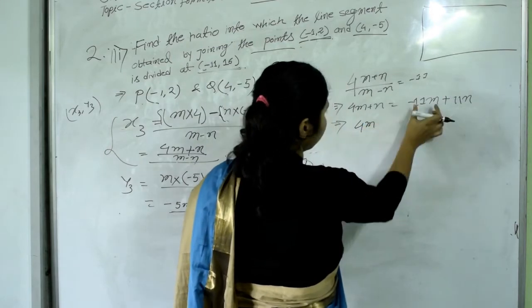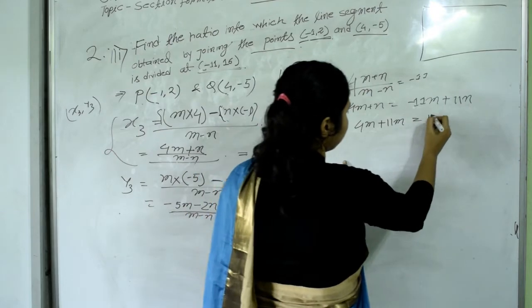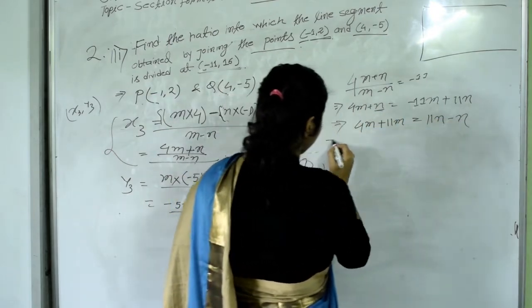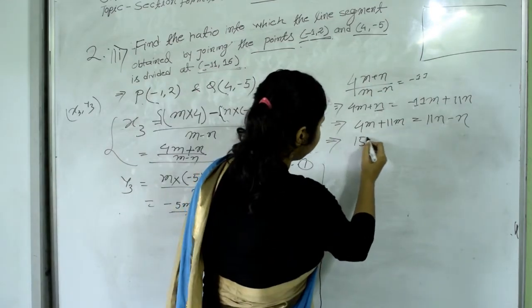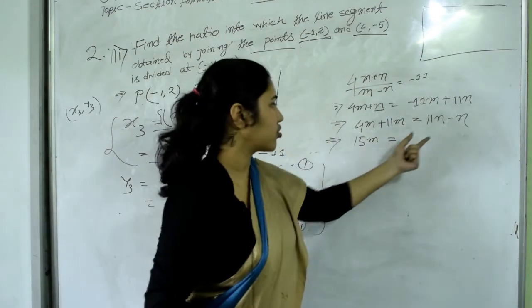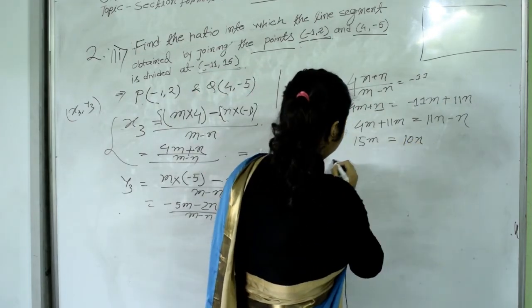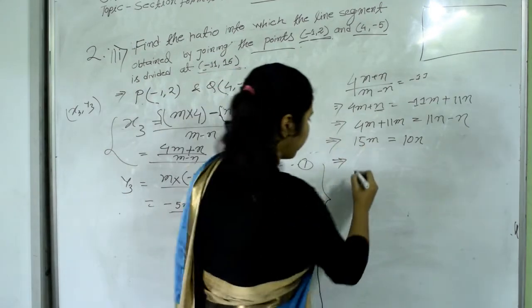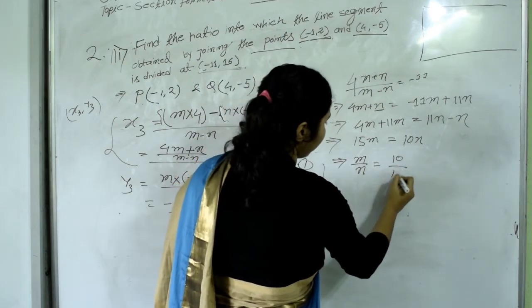So 4m, now take this 11m this side and this n right hand side. Now 4m plus 11m, 15m equals 11n minus n, 10n. Now 15m equals 10n, right? Which means m by n equals 10 by 15.